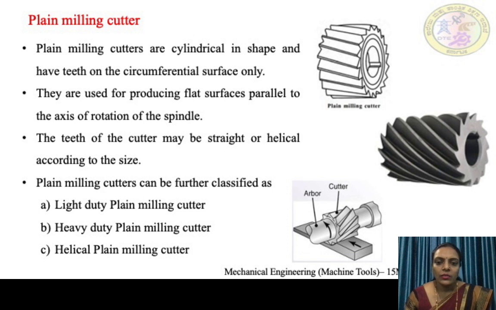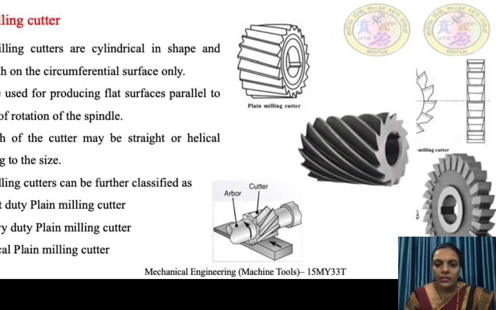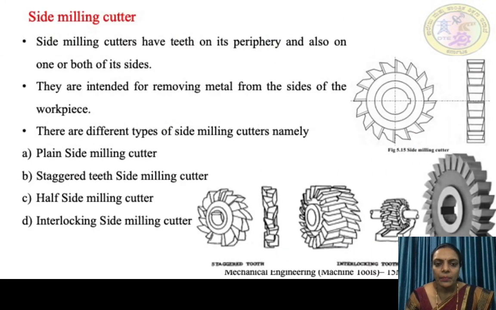If the width of the cutter is more, it is called a slab milling cutter or cylindrical milling cutter. Helical plain milling cutters are very superior to the straight plain milling cutter. Next, move on to the side milling cutter.